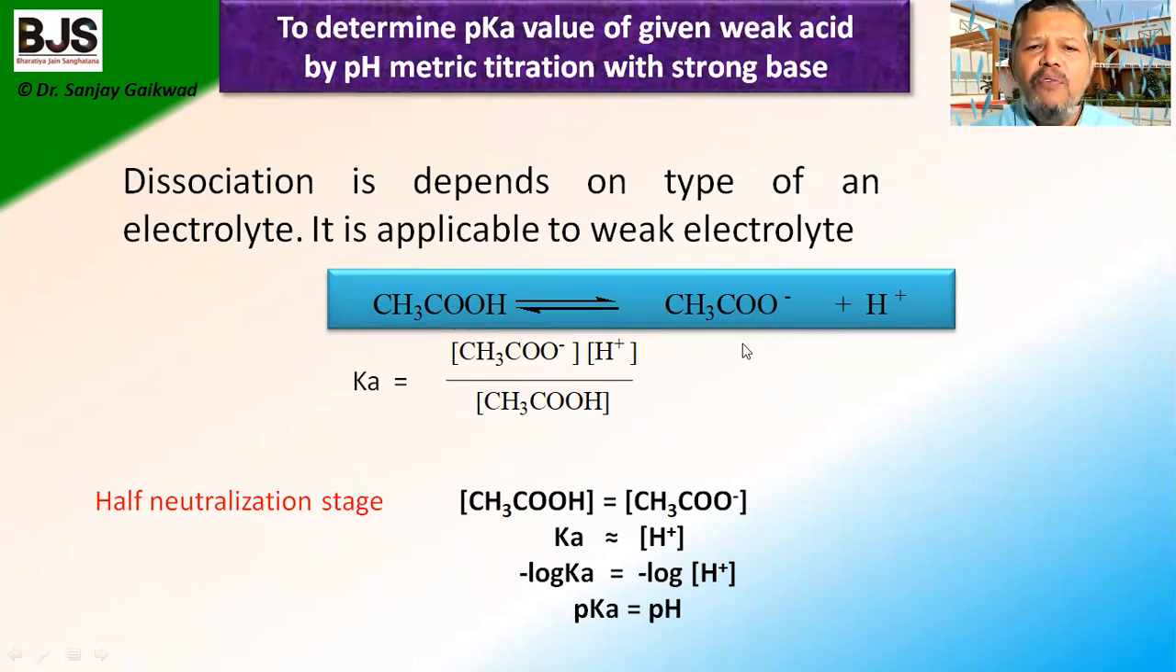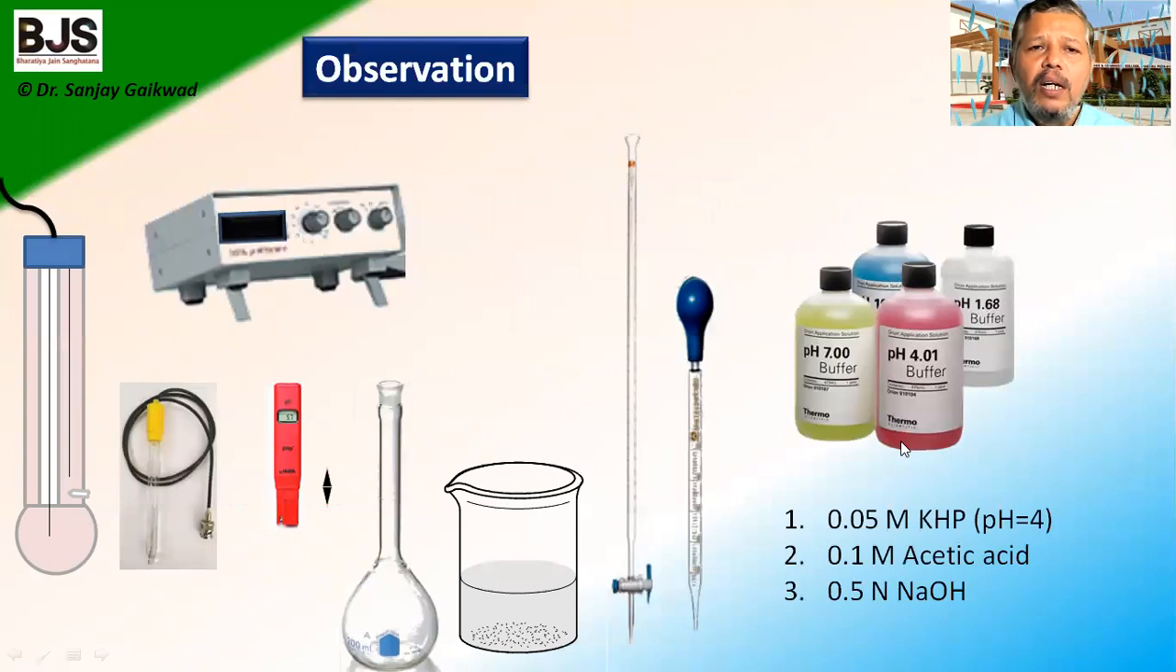Now at the half neutralization point, the concentration of acetic acid is exactly equal to the concentration of acetate ion, and therefore Ka is equal to the hydrogen ion concentration at the half neutralization stage. From this we can calculate the pKa value of the given acid as the pH of the solution at the half neutralization point. In this experiment, we require the pH meter.